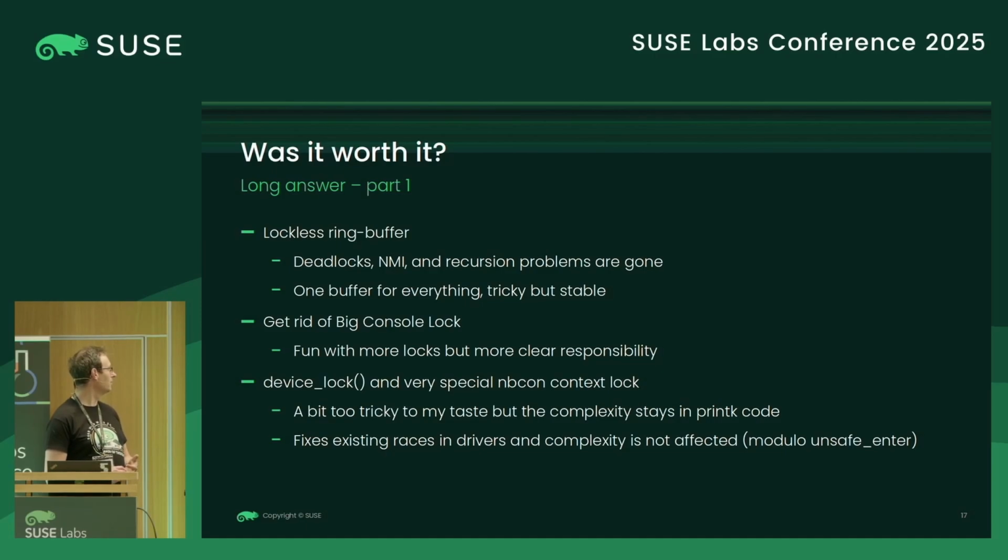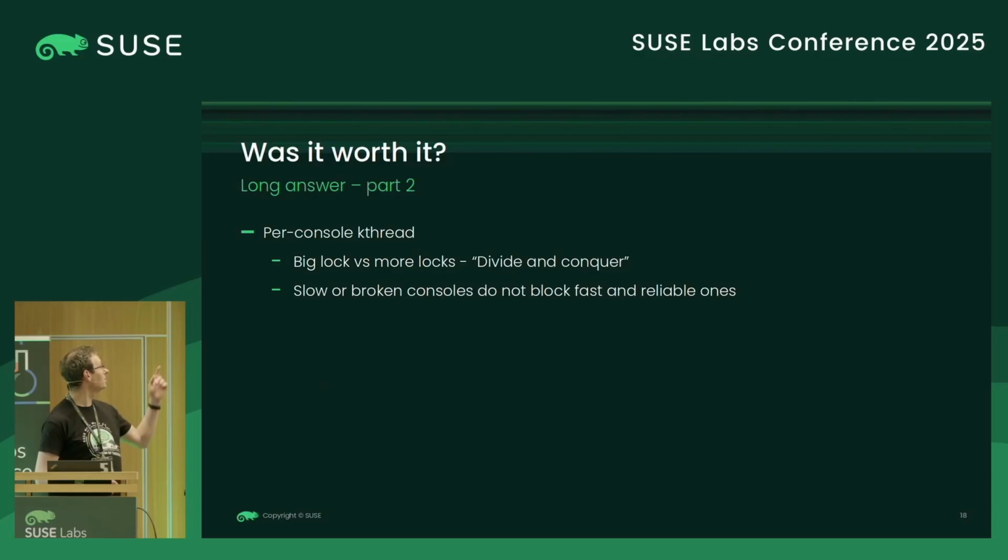And yeah, so that's about it. And last thing is this per-console kthreads. It's another complexity. One kthread for everything would be easier, but I think that actually splitting, introducing more threads and having a thread per console driver helps to avoid this big console lock semantic and makes life easier in the long term.